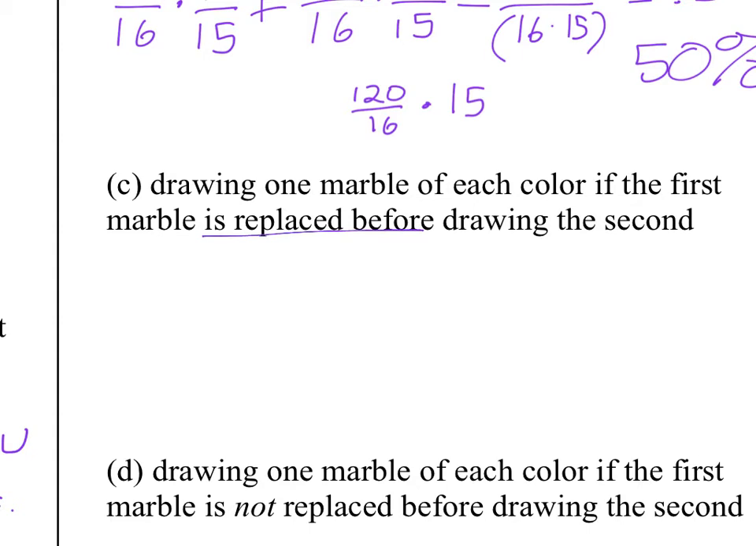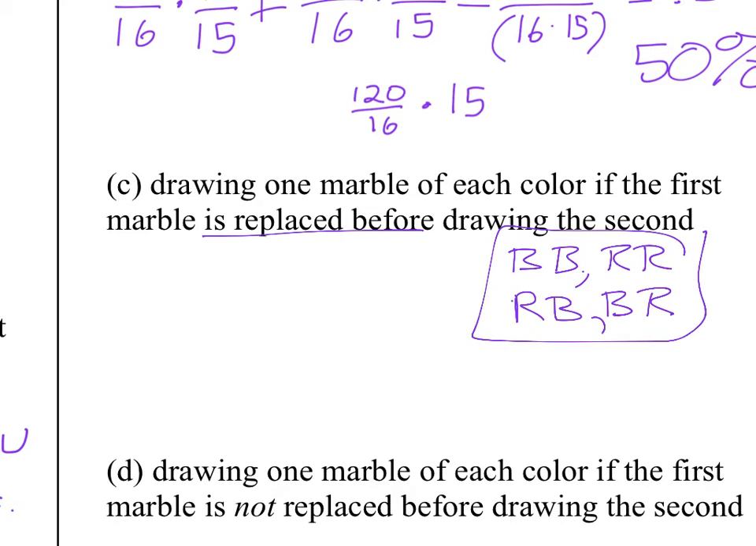Now, how many ways can I draw two marbles out of this bag? I can draw blue, blue. I can draw red, red, which I've already accounted for. Or I can draw red, blue, or blue, red. Those are the only possibilities. Therefore, that's my sample space.